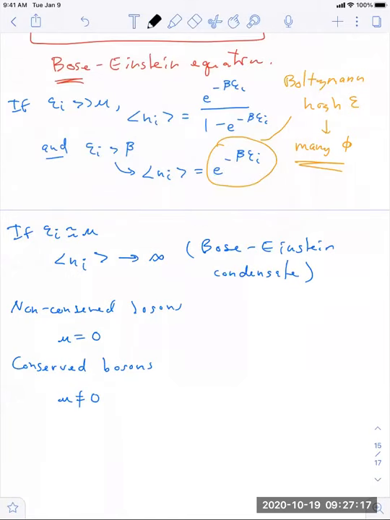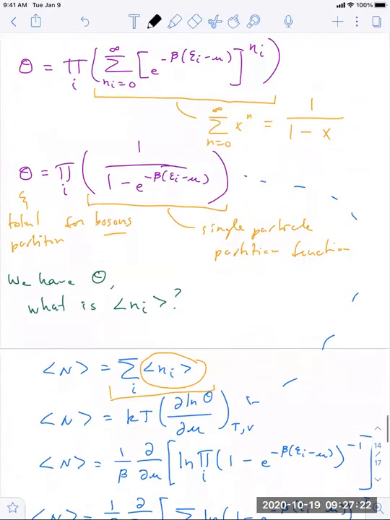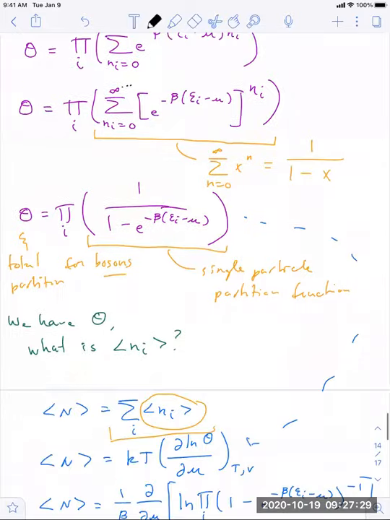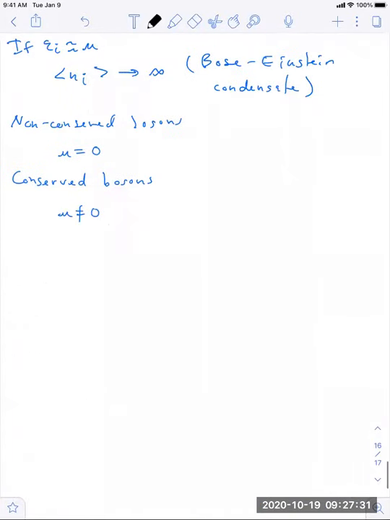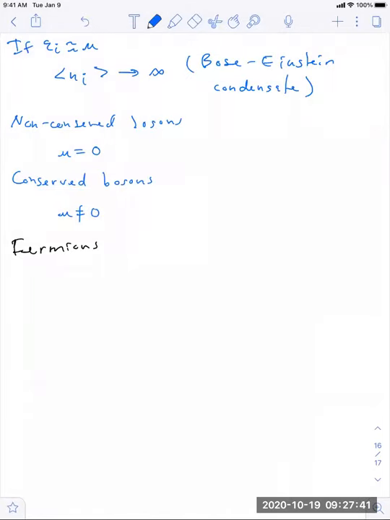Okay, so we recall that we made this an infinite sum here for bosons. So for fermions, our occupation numbers are capped because we cannot have two particles in the exact same state. And so that's really the only difference here. So now we have fermions, where the max occupation number is 1 instead of infinity for bosons.